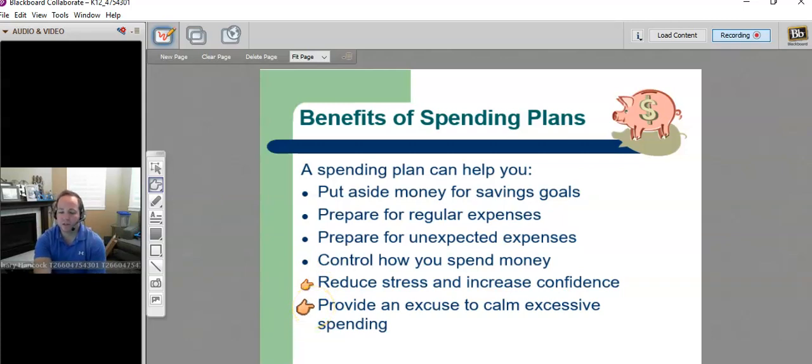So I know one of the most stressful things for my wife and I is when we feel we don't have enough money, right, or we're overspending. Okay, provide an excuse to calm expensive spending. Okay, so there's a lot of things that we need to do there. Just those, especially right now, this week.